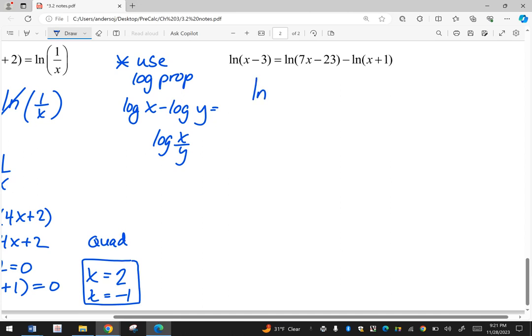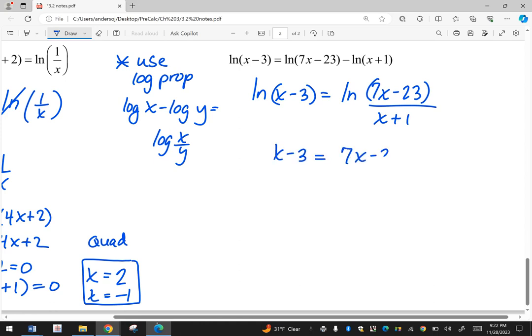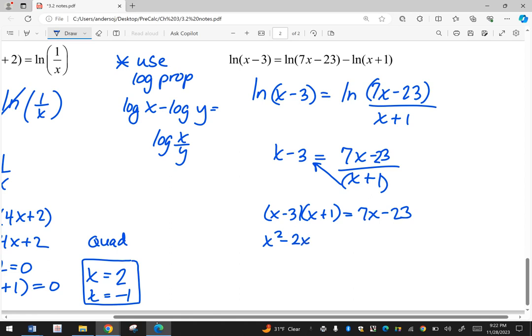Here I have ln of x minus 3. I'm going to use the properties on this side. There's an ln on both sides, so that ln on both sides is going to cancel. I'll take this denominator and I'll move it over to the other side, which means I'm going to have to do a little multiplication. Doing a little bit of multiplication here, foiling would give me minus 2x minus 3.